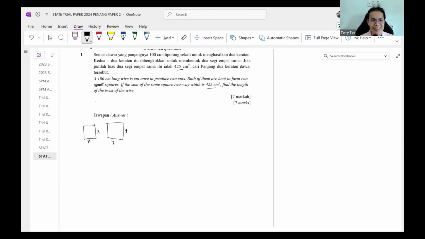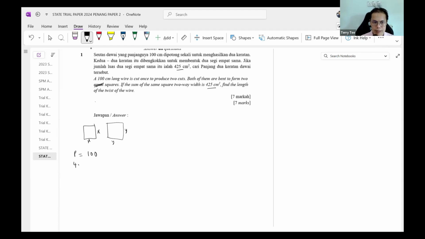So you're supposed to find the length of the two pieces of wire. I'm going to use x for the length of side of the first square and y for the second one. Now we have to form two equations. The first equation is your perimeter. The perimeter of both squares is equal to the length of the wire, which is 100.